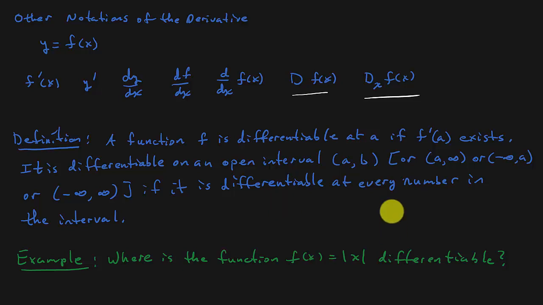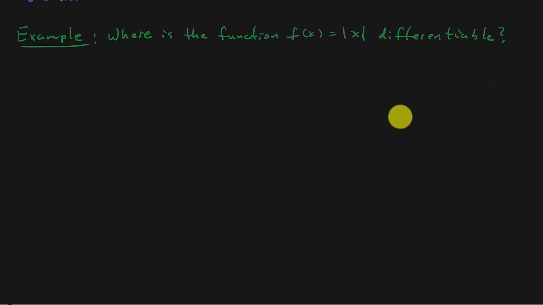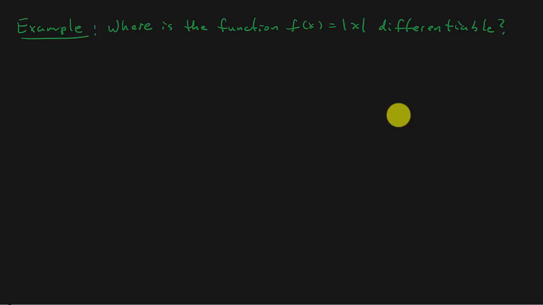All right, so let's look at an example. Where is the function f of x equals the absolute value of x differentiable? So we want to know where it is differentiable. We're going to need to look at when x is positive, when x is negative, and then when x is 0.